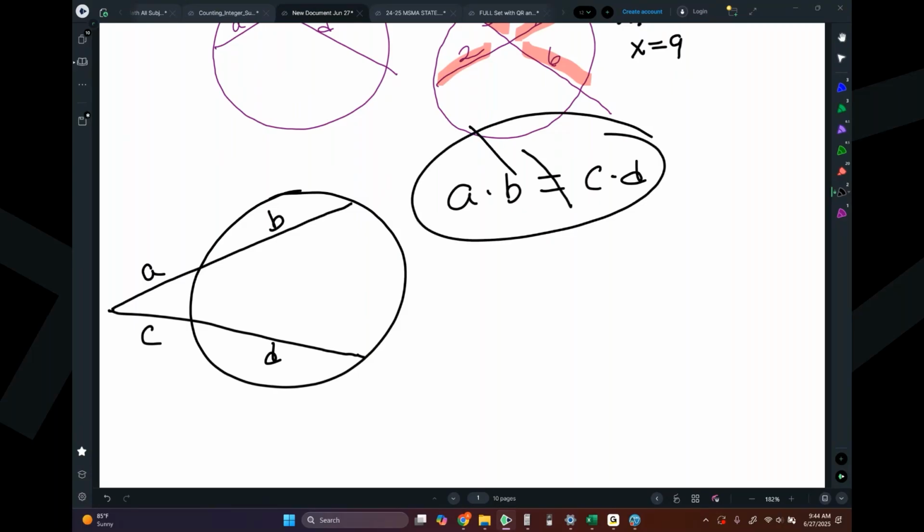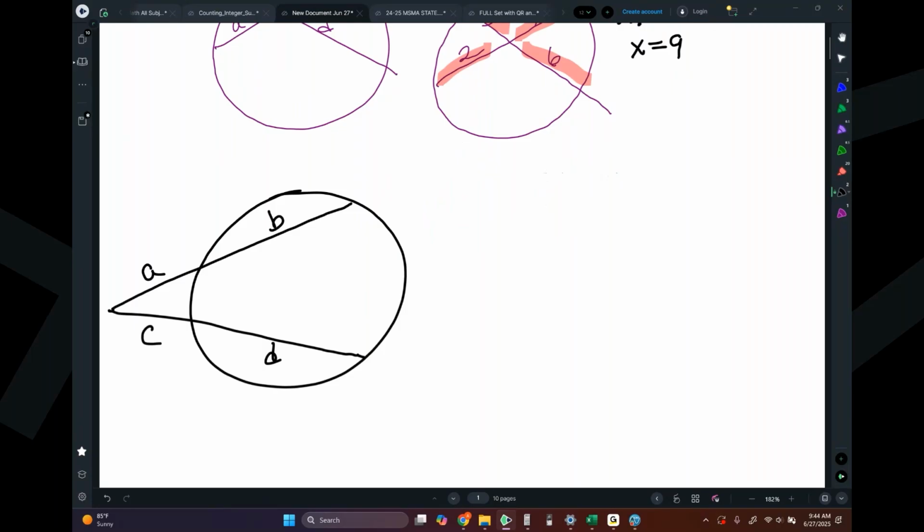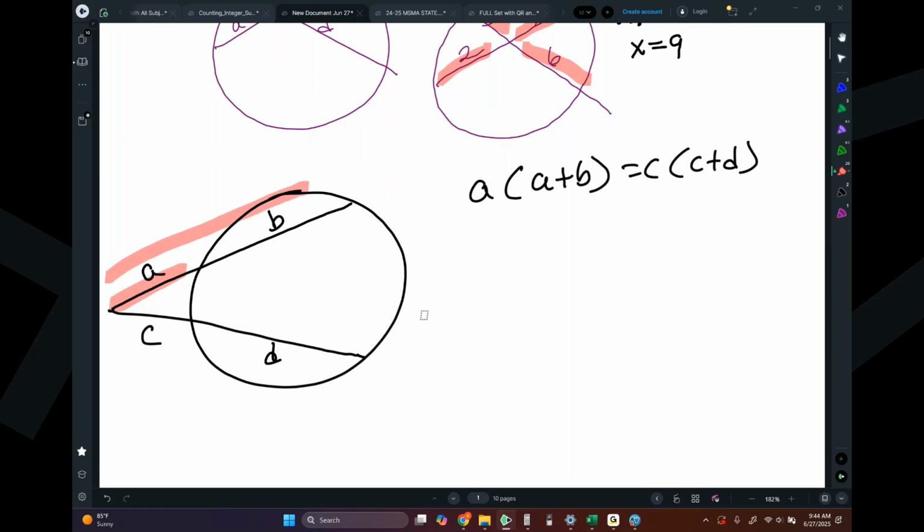No, not true. Somebody that I taught, or somebody who knows this, what's this chord theorem? A times A plus B is equal to C times C plus D. Good job, buddy. So A times A plus B is equal to C times C plus D. I'm going to teach you a better way to think of it. Watch how I say this. The outside times the whole thing is equal to the outside times the whole thing. Look, the outside times the whole thing, outside times the whole thing. That's it. That's the second chord theorem.